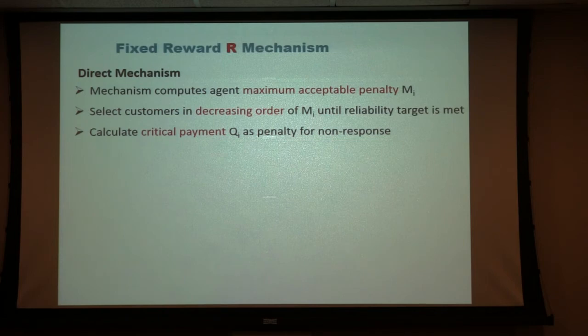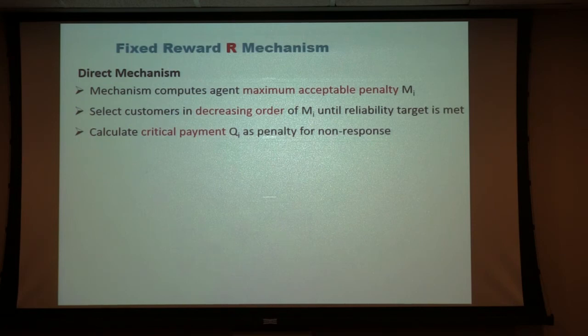Because everyone has a maximal penalty based on the uncertainty. If it's higher than that, I'm not going to participate because I'm going to lose money in expectation. So then I will select customers in the order of the penalty, because the penalty also tells how willing you are to respond. You can accept a higher penalty when you are very confident about yourself.